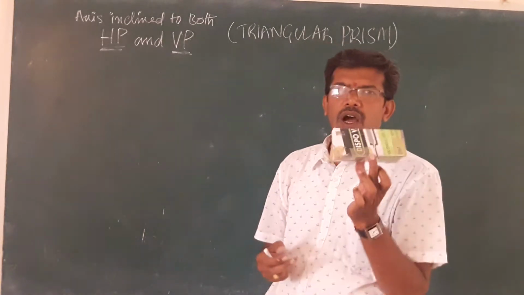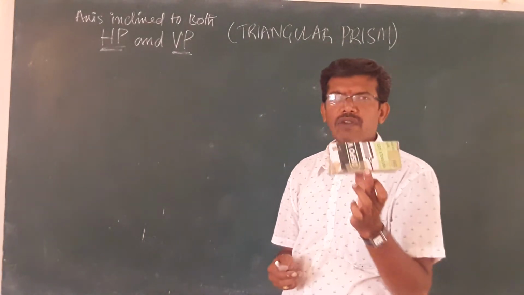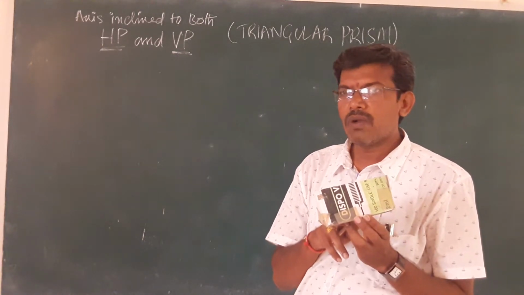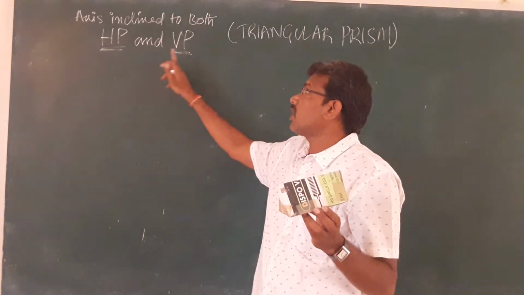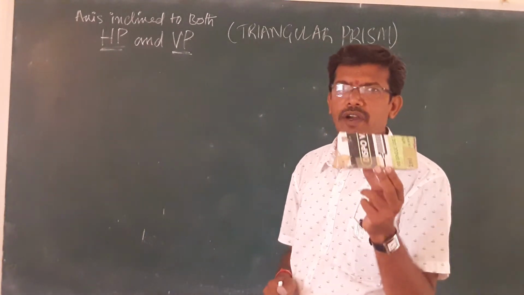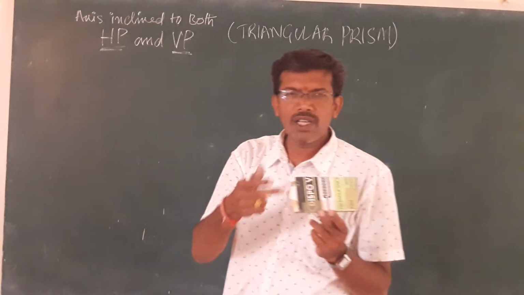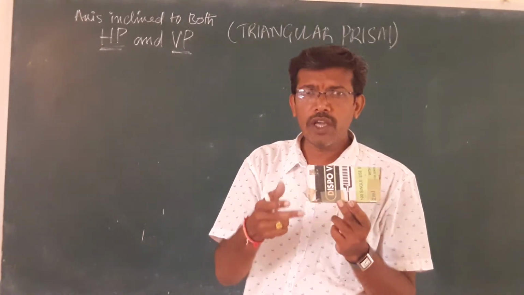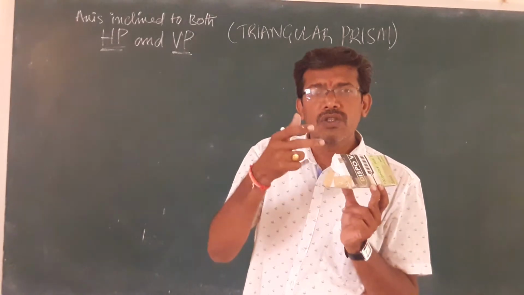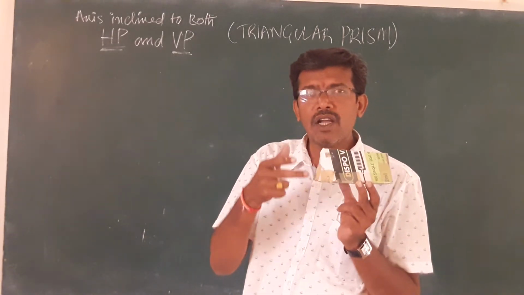So let us see how we are going to construct the orthographic projection of a solid, that is a triangular prism, with axis inclined to the horizontal plane as well as the vertical plane. How will you draw the front view and top view? You don't know the height of this one, because it is a slant edge. So to construct this height, what do you have to do?